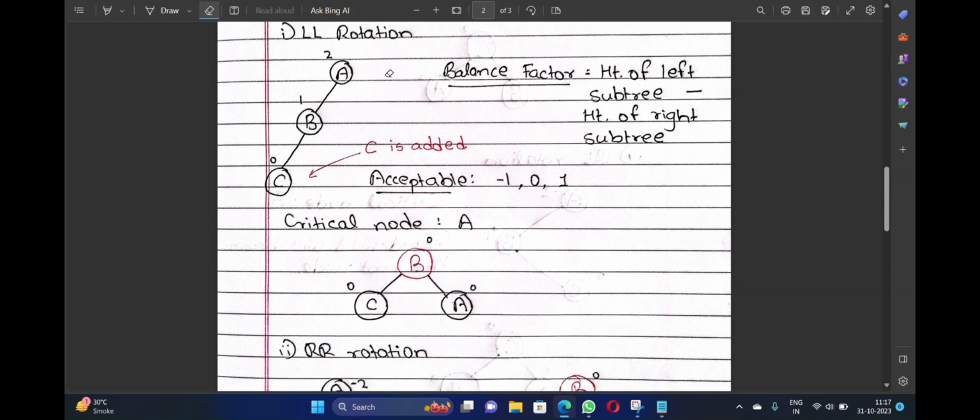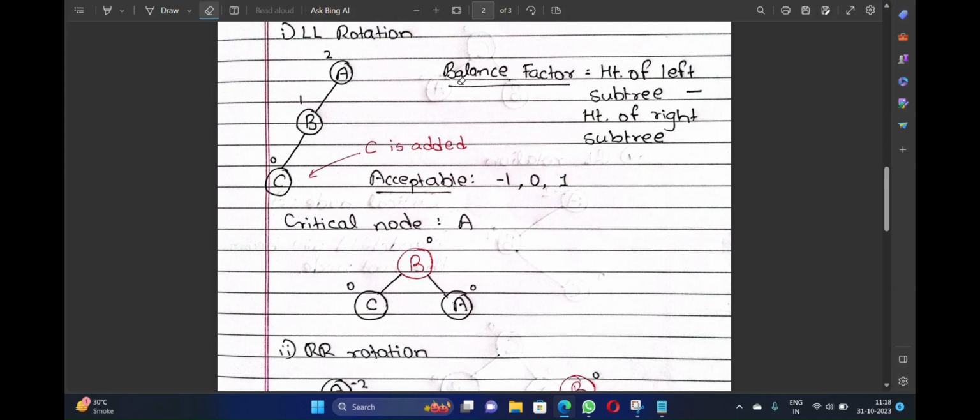So moving to the first one, left rotation. Before knowing about this rotation, you must know what is balance factor, what is acceptable range, and what is critical node. Okay, these three terms you should know. So before that, I'll be telling you about all this. You can see A is the root. You must be knowing that. B is the child of A and C is the grandchild of A. You can also call C the terminal node or the leaf node because C is at the bottom. The bottom-most node can also be called a terminal node or leaf node. It doesn't have any child elements.